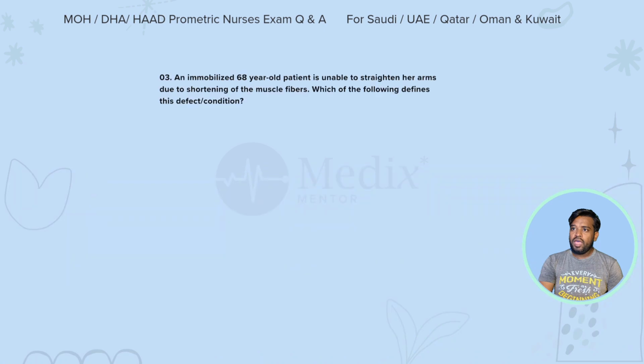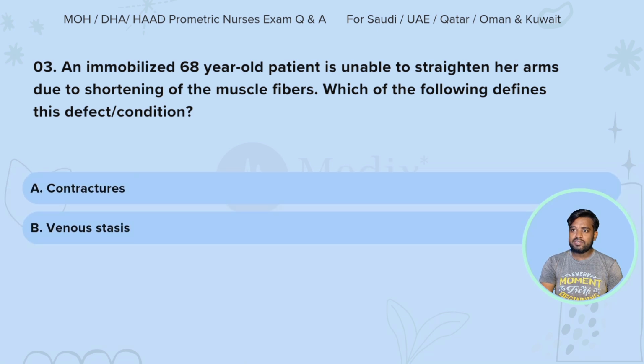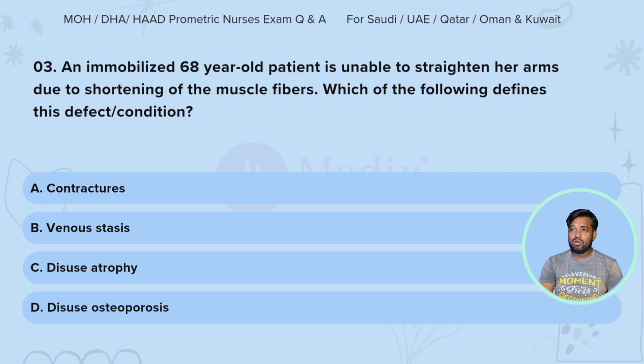Question number 3. An immobilized 68-year-old patient is unable to straighten her arm due to the shortening of the muscle fibers. Which of the following defines this defect or condition? A. Contractures. B. Venous stasis. C. Disuse atrophy. D. Disuse osteoporosis.